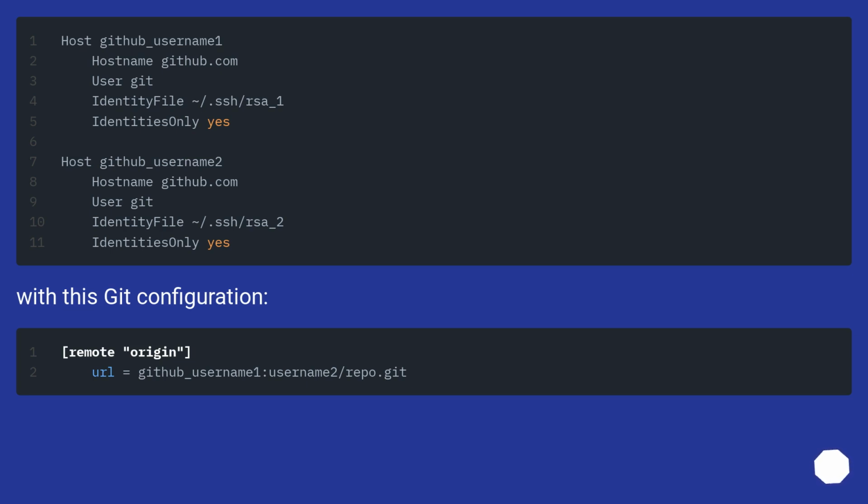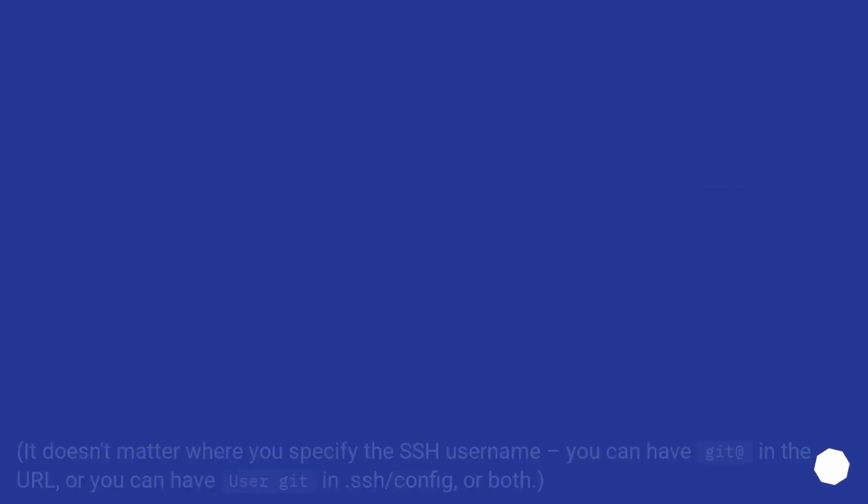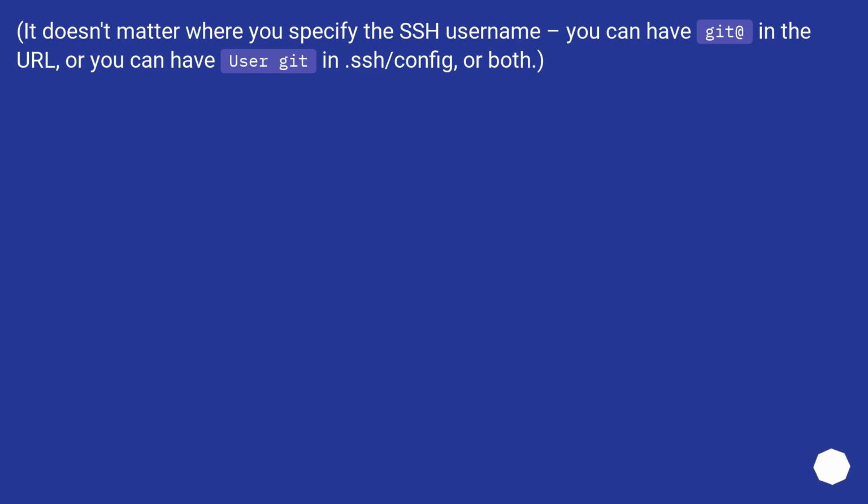With this Git configuration, it doesn't matter where you specify the SSH username. You can have git@ in the URL, or you can have User git in ~/.ssh/config, or both.